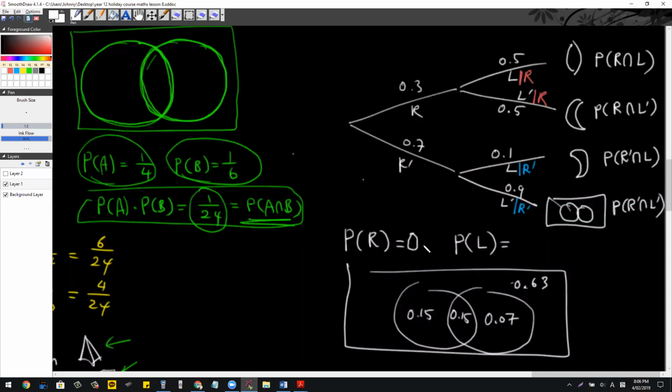So obviously this is 0.3. It doesn't change. I said the probability of rain is 0.3, and you can see that this is rain here. So what's the probability of light? This part is light. If it is raining, then your probability of light is 0.5. If it is not raining, then the probability of light is 0.1.